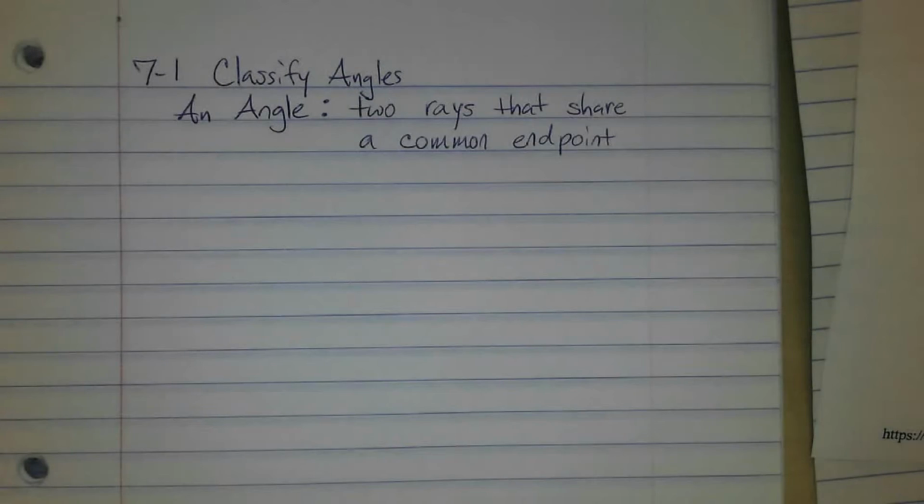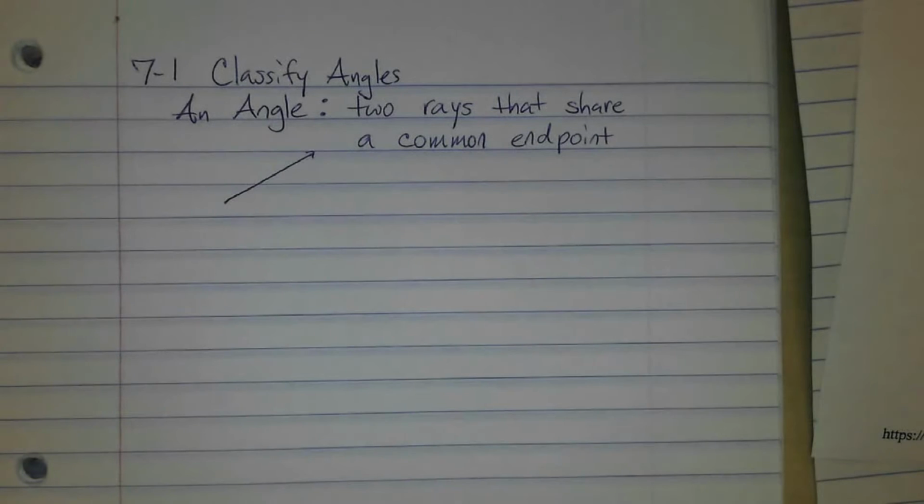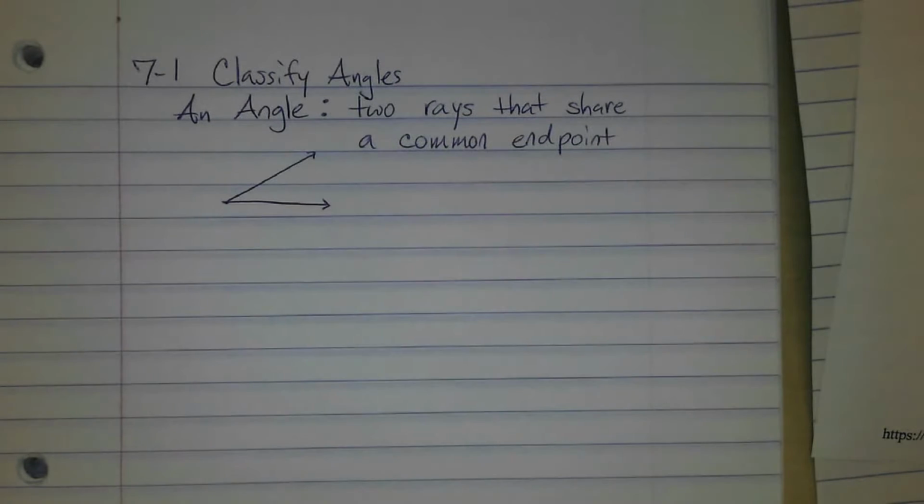Okay, so the first thing we need to get out of the way is the definition of an angle. An angle is two rays that share a common endpoint. Let's take a look at what one looks like. There's one, and there's another. Now, where they meet, that's the endpoint. And we actually have another name for that endpoint in an angle. It's a special name. It's called a vertex. Vertex is where the two rays meet.